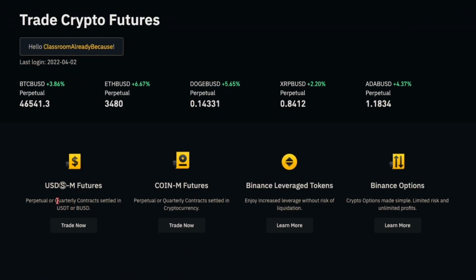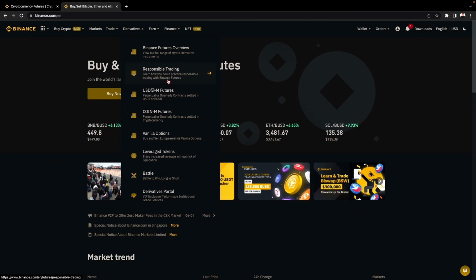So here we'll be talking about USDM stable futures, coin margin futures, Binance leverage tokens, and Binance options. The first one we have is responsible trading. This is how you learn the best practices on how to trade on Binance Futures.